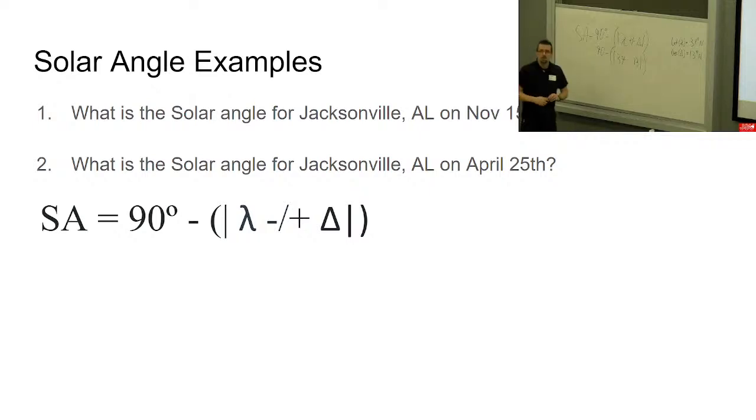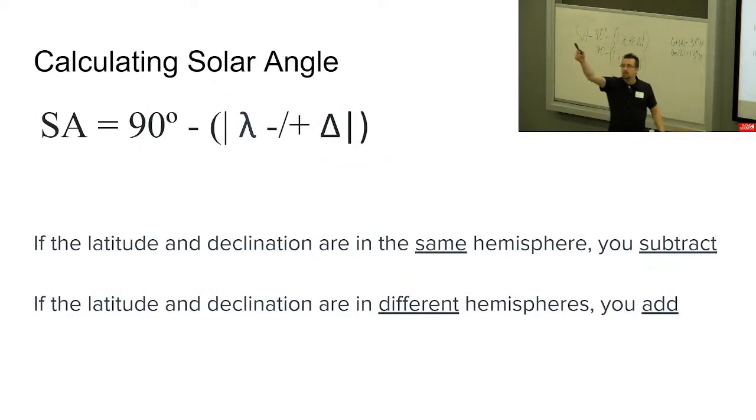So, look at the rules. Let's go back to the rules. What are the rules? If the latitude and declination are in the same hemisphere, you subtract. If they are in different hemispheres, you add. As it happens, we are in the same hemisphere. So we're subtracting.